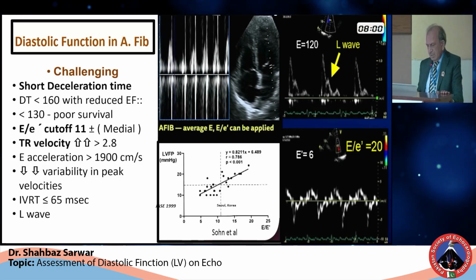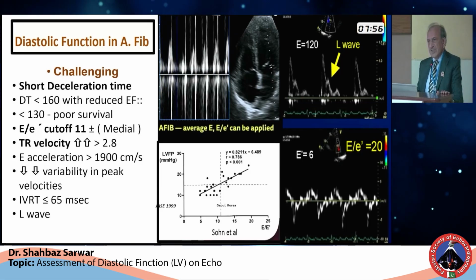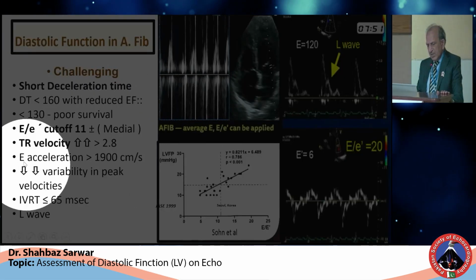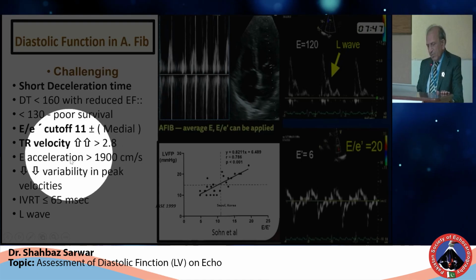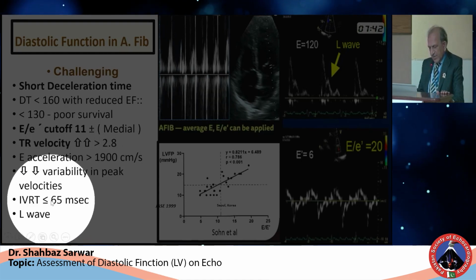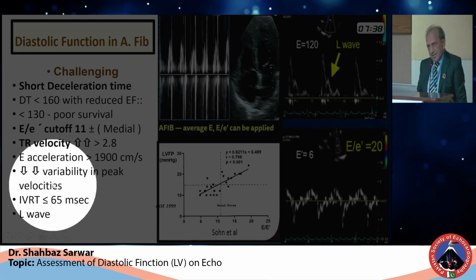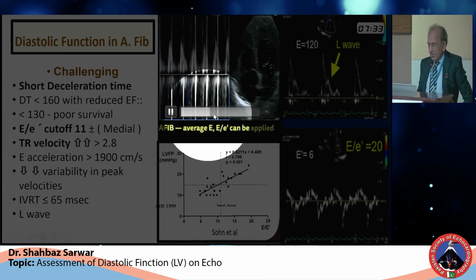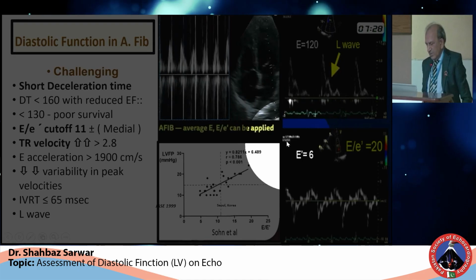Normally you see beat-to-beat variation, which is quite marked. But if the beat-to-beat variation is not very marked, then most likely their diastology is abnormal, their filling pressures are raised. Similarly, as I have told you previously, IVRT should be looked at. If it is less than 65, then this is abnormal. L wave becomes abnormal.